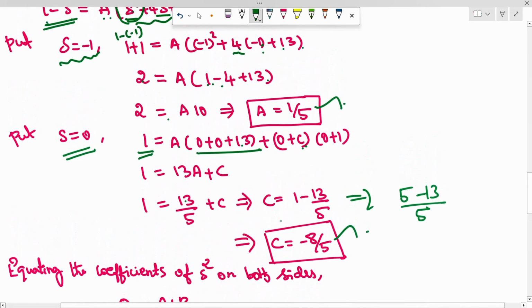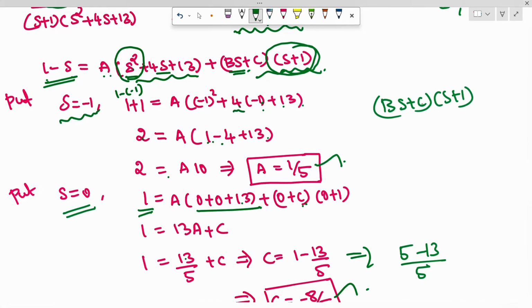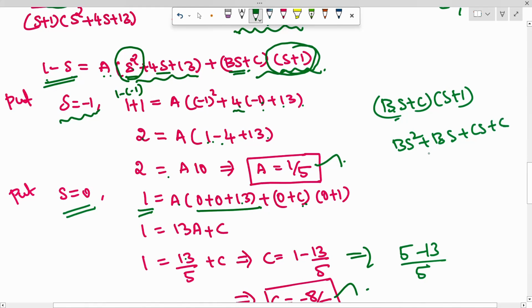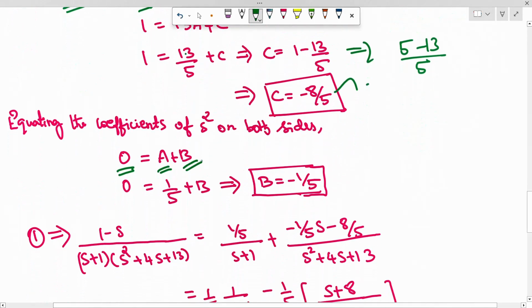Okay, the second term here, Bs plus C into s plus 1 is there. First you multiply these two terms, then only we can easily take the s square term from this equation. Okay, Bs into s will be Bs square, Bs into 1 will be Bs, plus Cs plus C. Only one s square term is there. The coefficient of s square is B, right here, A plus B.